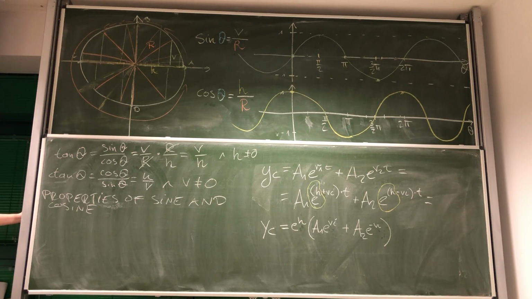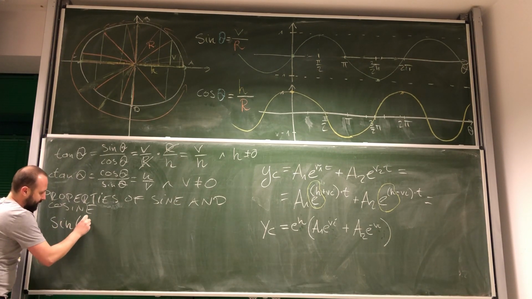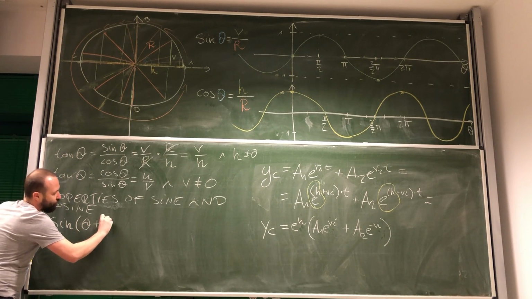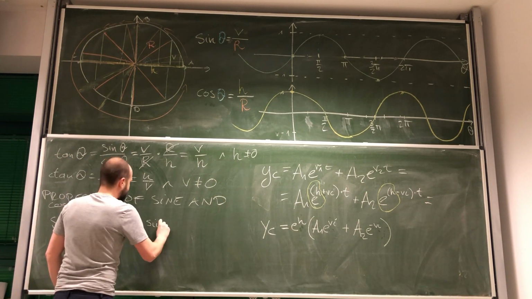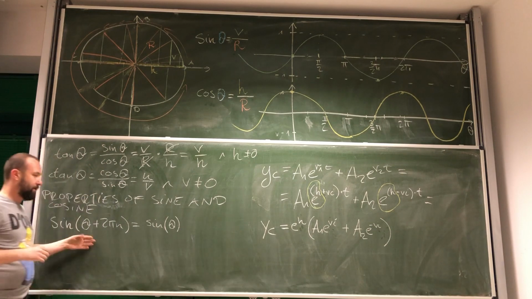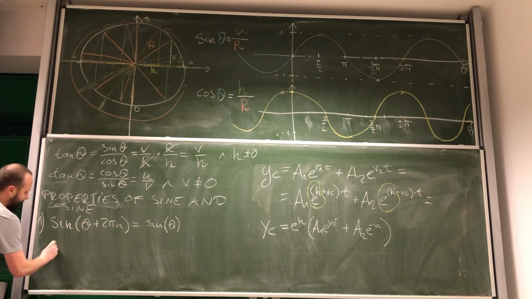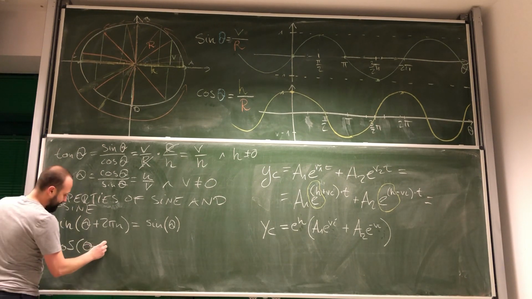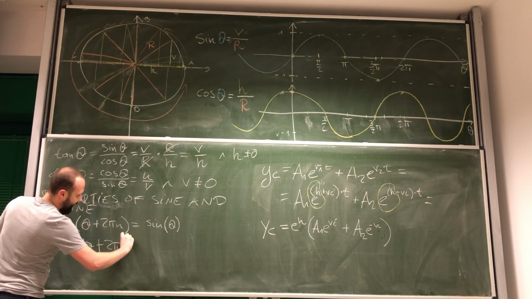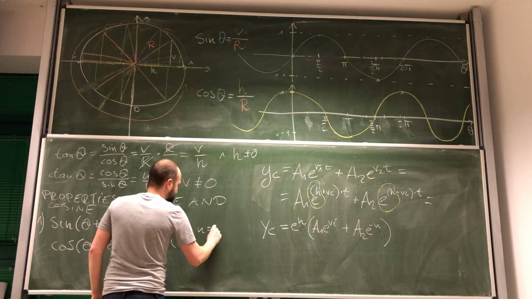Okay, let's review just those, the most simple ones. Look, we got that sine theta plus 2 pi n is equal to sine theta, and so this is, let's call it property number 1, and cosine theta plus 2 pi n is equal to cosine theta. Of course, assuming that n is an integer.